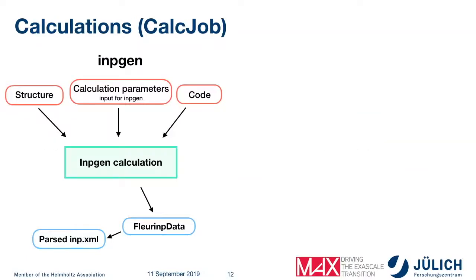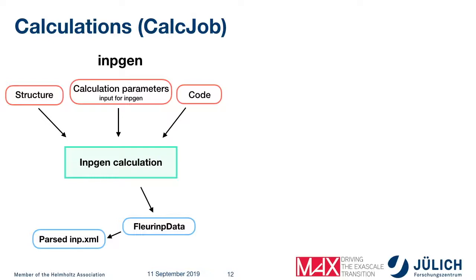And I will not look into the detail how to execute input generator and FLEUR code. We'll again consider this in more detail during the tutorials, but the simplest scheme that can represent the INPGEN calculation is that you need to pass to the instance that represents INPGEN calculation a structure, which is a structure data node, and calculation parameters. These are parameters that will be written into the simplified input, and the INPGEN code itself, to the instance which represents INPGEN calculation, this calc job.